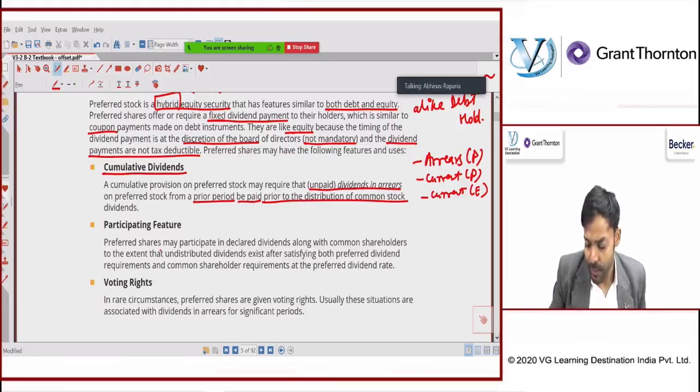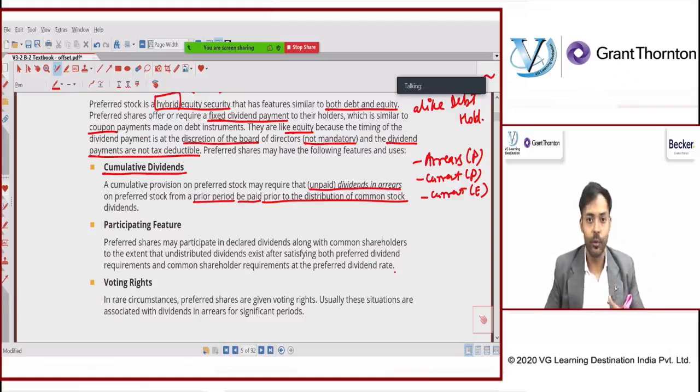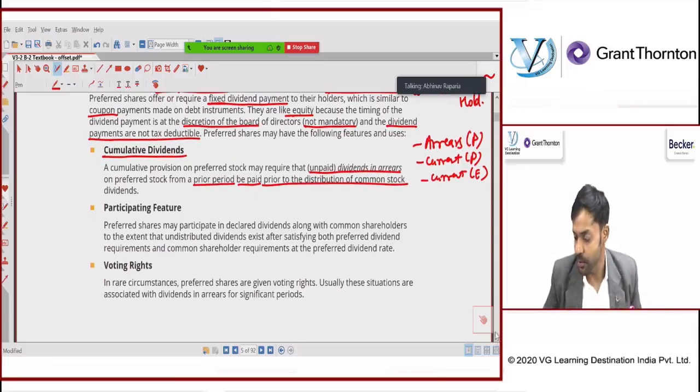Next, we have what is a participating feature. Preferred shares may participate in the declared dividends along with the common shareholders, to the extent that undistributed dividends exist after satisfying both the preferred dividend requirements and the common shareholders' requirement at the preferred dividend rate. For example, once you have paid the dividend, the company may still decide it can pay more dividend. In that case also, preferred shareholders can participate. It's not like they have already got the dividend and now will not get any more. In case the company is evaluating giving more dividend to the equity shareholders, you can still come and say, okay, I also need that dividend, right? It won't be like once you're paid, you're out of it.